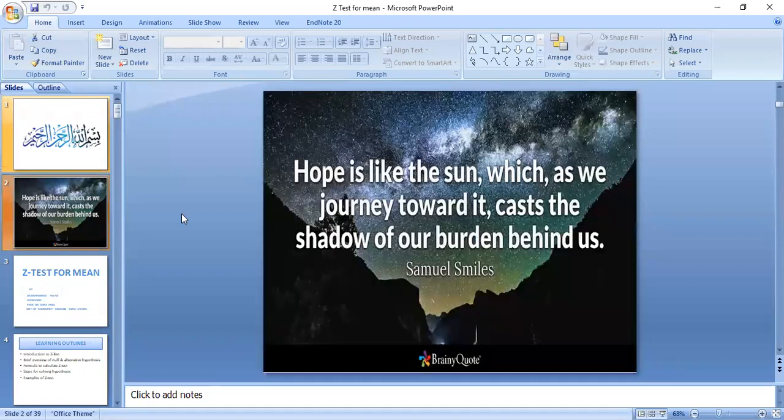Bismillahirrahmanirrahim. The quote of the day is: hope is like the sun, which as we journey toward it, casts the shadow of our burden behind us.